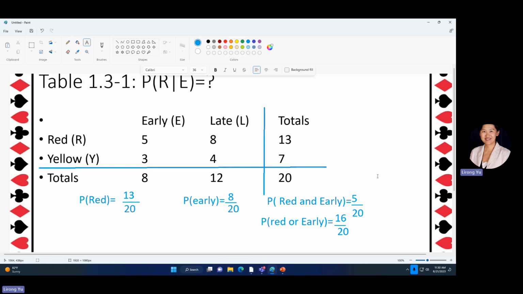Five. So this calculation is what we call conditional probability. We're going to take the 5 and divide it by 8. We don't divide by 20 because we're not finding the percentage of red flowers in the total. The percentage of red flowers in the total would be 13 over 20. But we want to find the percentage of red flowers in the early flowers. So the total is actually 8. This is called a conditional probability. The condition is whatever is behind the vertical line, early, and that is the total. You want to find, inside the early flowers, what was the percentage that was red? That's conditional probability. Any questions?